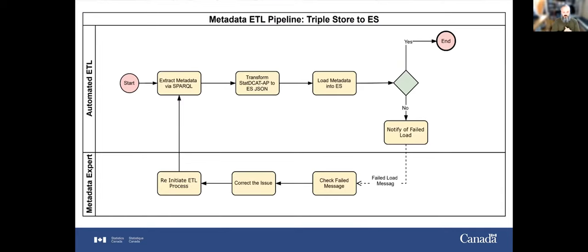Similar workflow, a little simpler, because at this point we've done a lot of the validation of the metadata before going into the triple store. At this point, it's largely just registering our SPARQL query, which we then map to the input format that Elasticsearch needs. And then we load that and we can check if there are any errors or missing fields if it gets to this point.